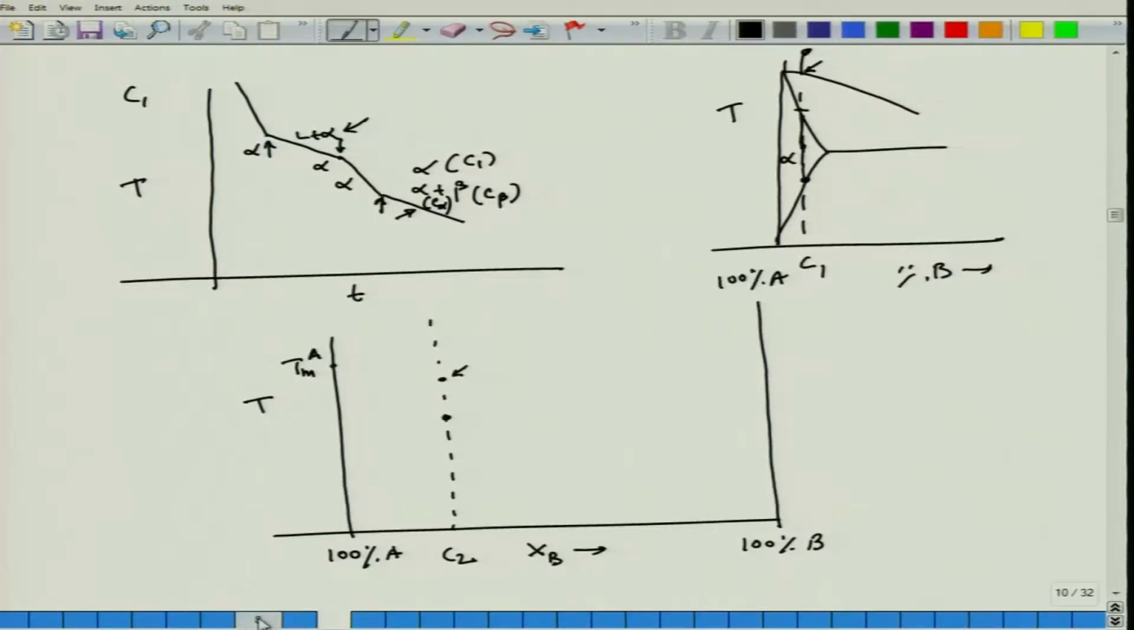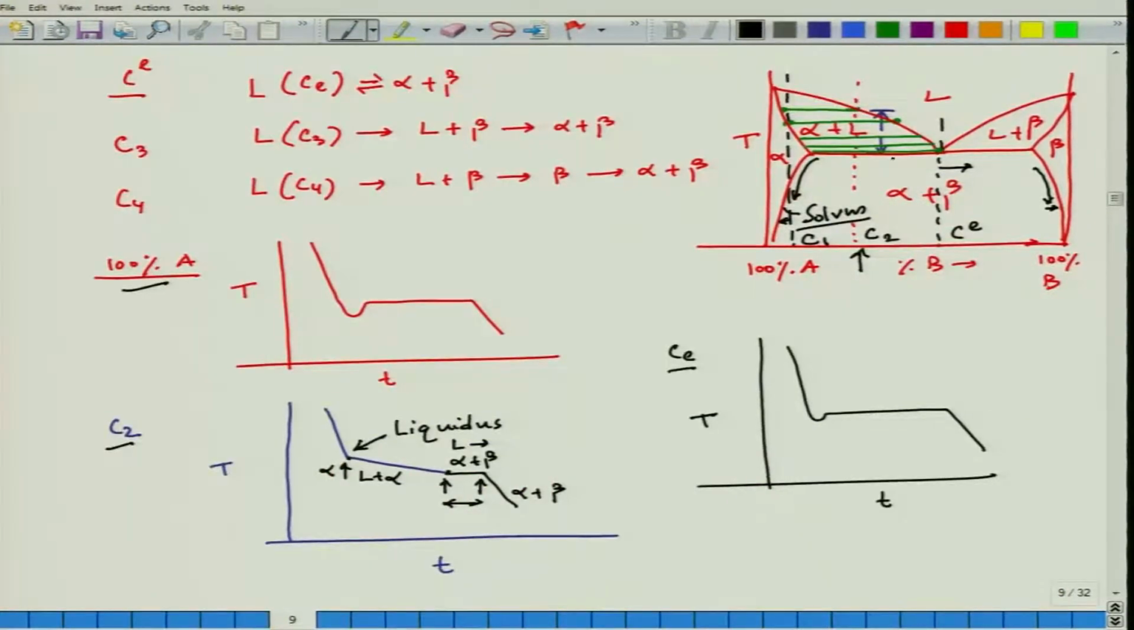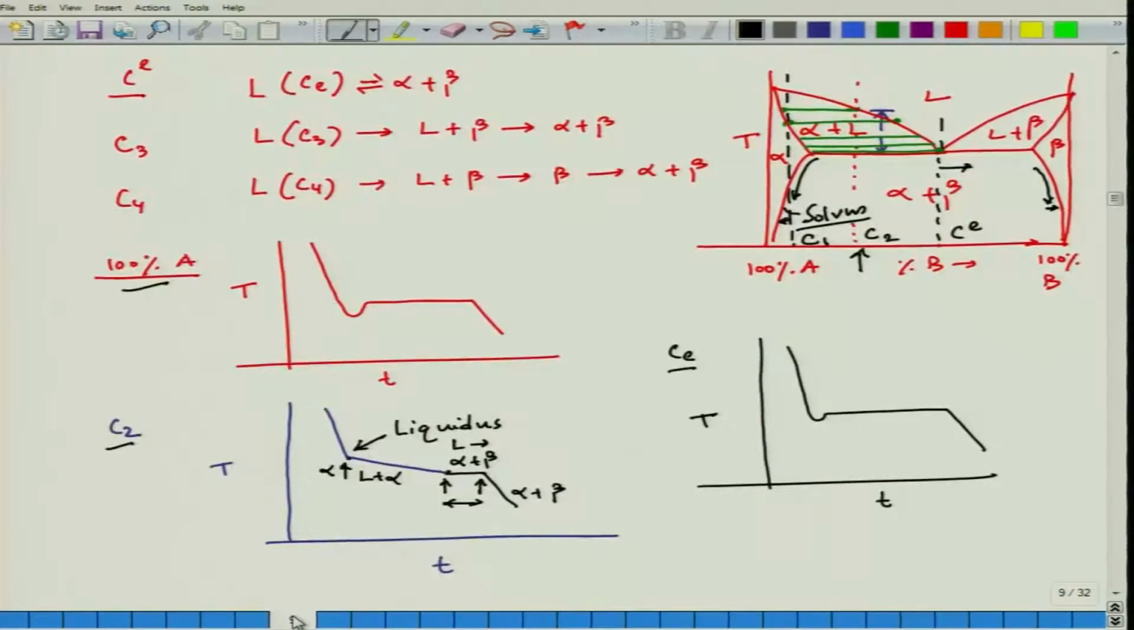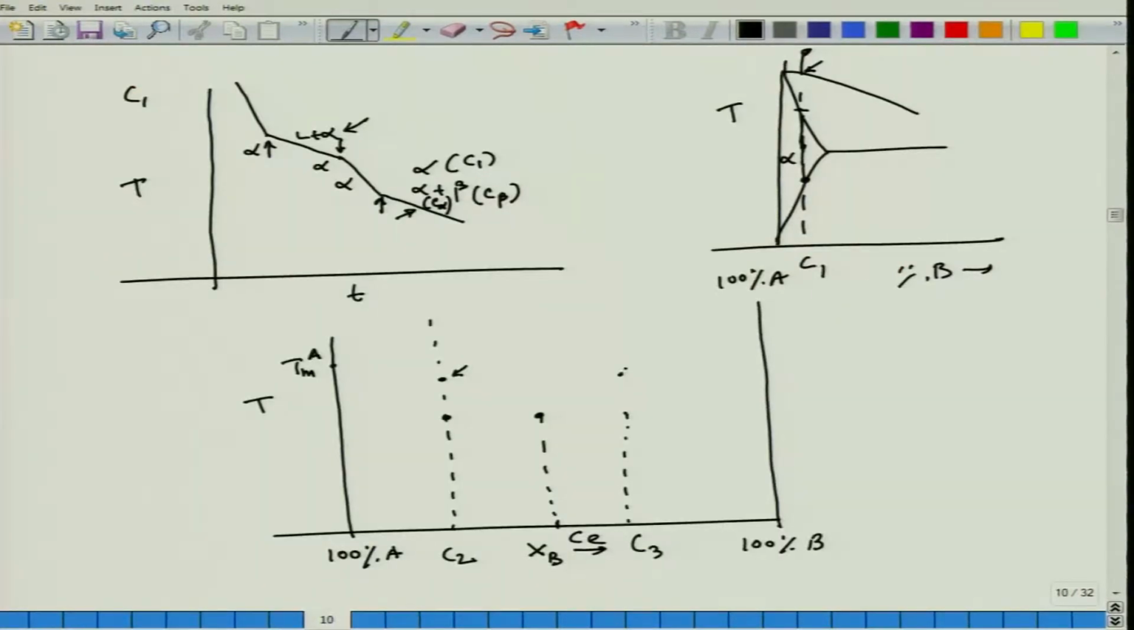Now, if I take a composition close to this as we are going down, we will see that, let us say, the eutectic composition which is CE, I will get a single plot, CE. And on the other side I will get, this is let us say C3, I will get liquidus here, liquidus, this is eutectic. All these points are eutectic.